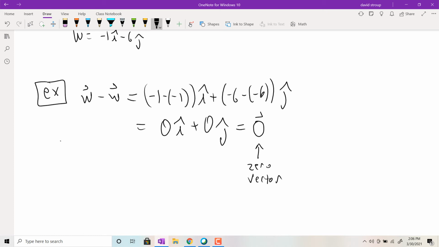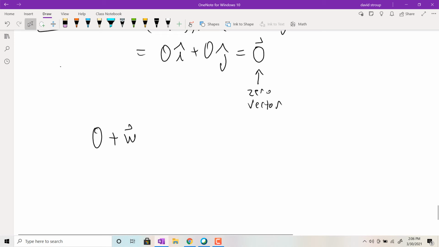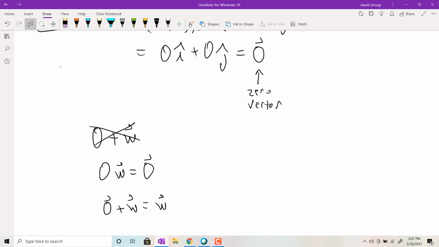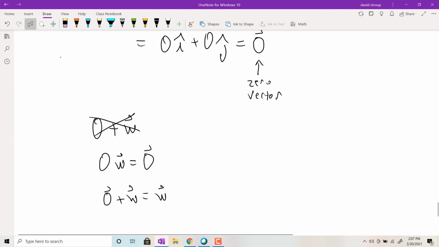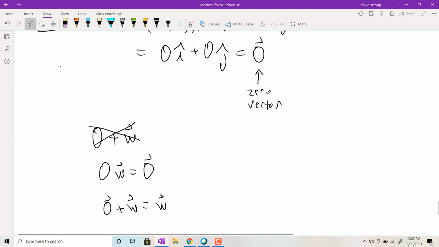So the thing is, you can't do things like add 0 plus a vector. 0 is not a vector, so you can't add it to a vector. You can multiply 0 times vector w. That would give you the 0 vector, okay? But you can't do this. This is not allowed. So you could add the 0 vector plus the w vector. That'll give you the w vector. But you can't add a scalar to a vector. So there's some weirdness going on there I just want you to be aware of.